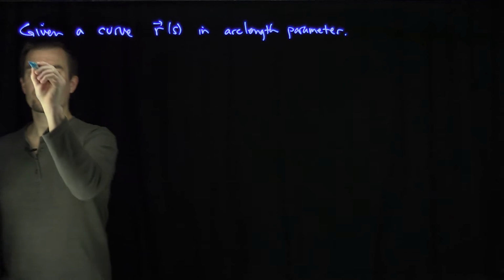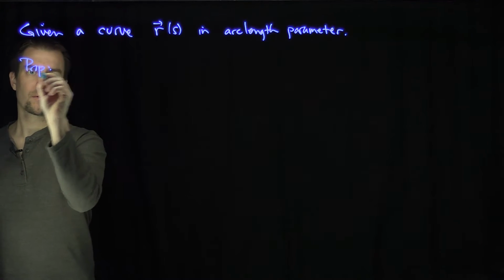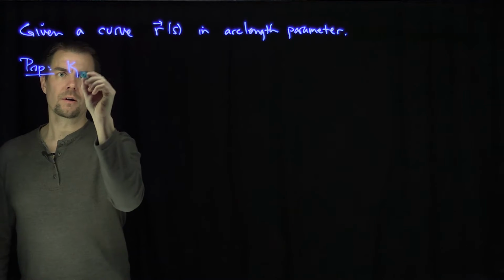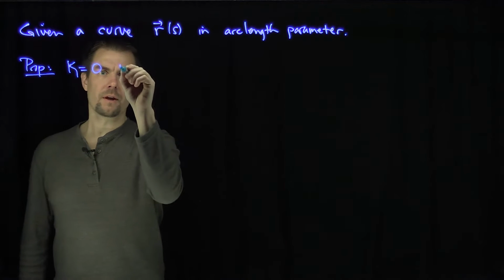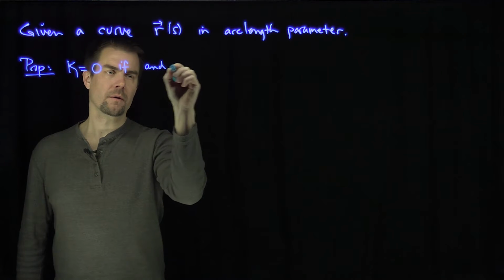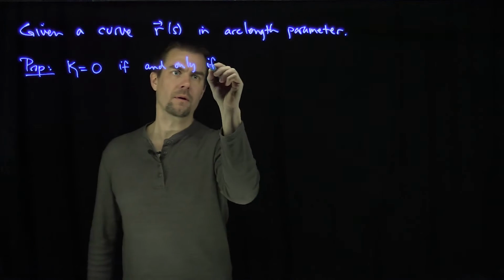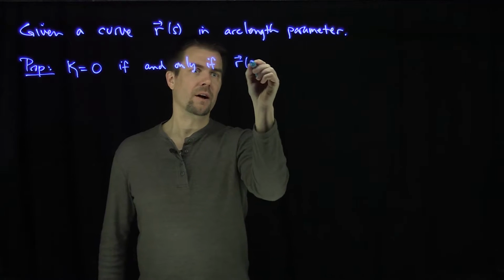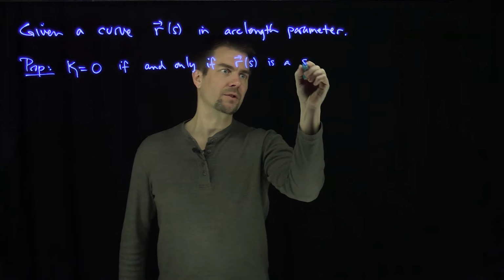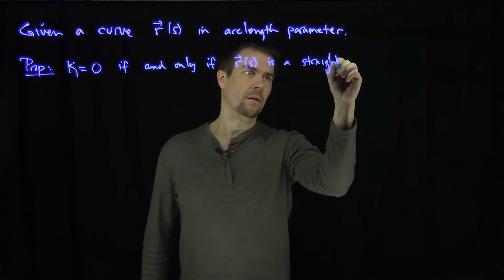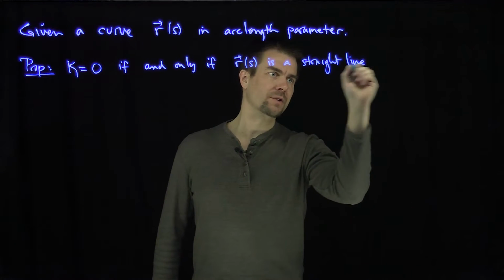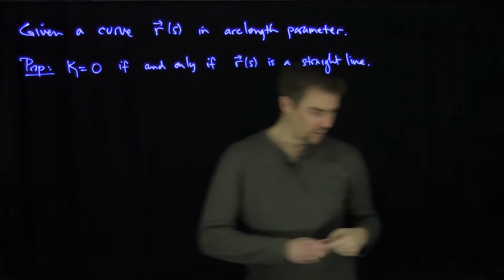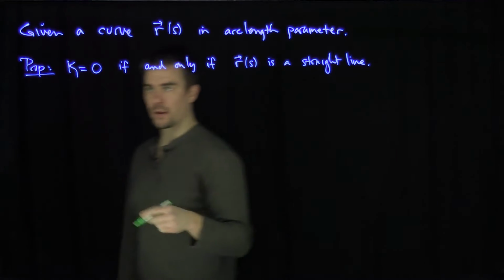Here's the first proposition. Proposition number one, the curvature of this curve is zero if and only if the curve R is a straight line, if R of S is a straight line. So straight lines are the only curves that have zero curvature. Let's prove that. The proof goes as follows.